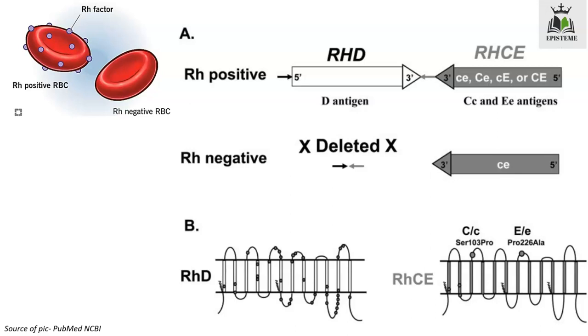Here you can see that at the top it is written C/small c. There are 4 types of antigen that can be coded by RHCE, and the differentiation is given here. If we have capital C antigen, it means that at position 103 we have serine, and if we code for the small c antigen, then at 103 we have proline. Similarly, if we code for the antigen capital E, then at position 226 we have proline, and for small e antigen we have alanine.